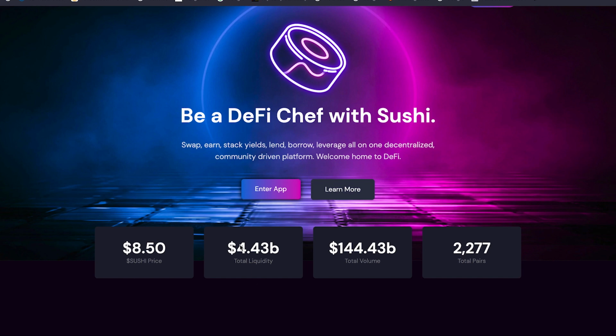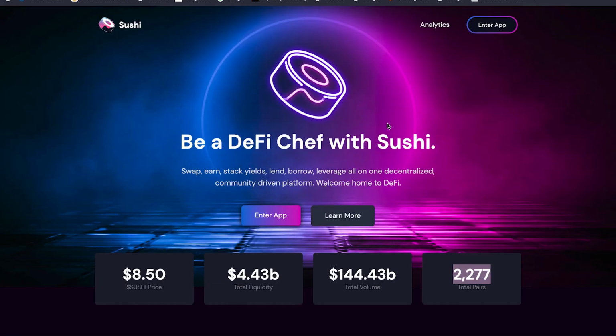They have $4.43 billion in total liquidity, and they have a lot of volume. This is how many liquidity pairs they have. They have 2,227 pairs. Okay, so I'm going to go ahead and show you guys some analytics so you can see what these pools look like.